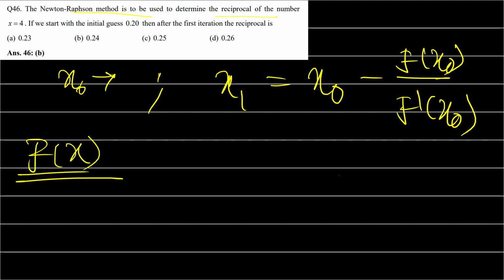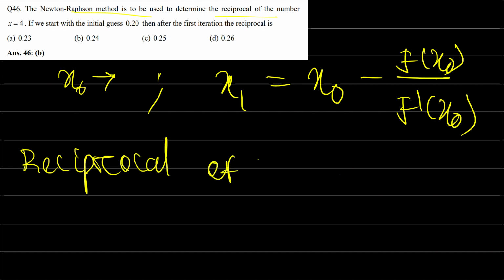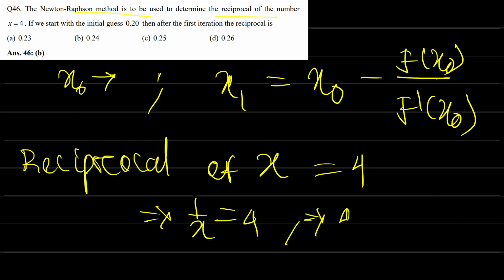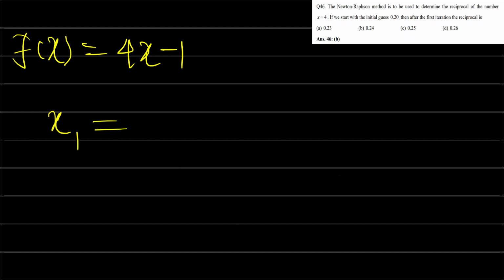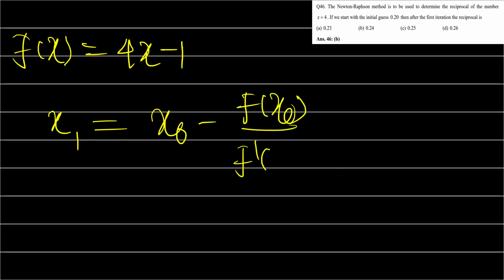Now again read the question. The Newton-Raphson method is used to determine the reciprocal of the number x, if we start with the initial value given. So it is given that the reciprocal of x equal to 4, that is 1 by x equal to 4, that is 4x minus 1 equal to 0. So here the function f of x is equal to 4x minus 1. Now using the Newton-Raphson formula, first iteration x1 equal to x0 minus f of x0 divided by f dash x0. Now x0 is given as 0.2.